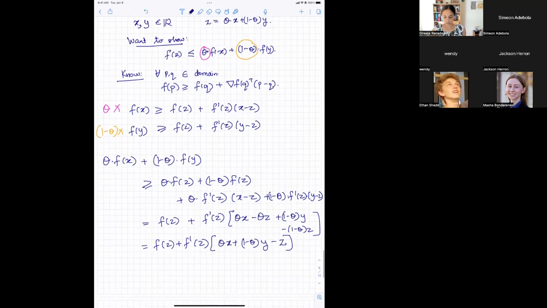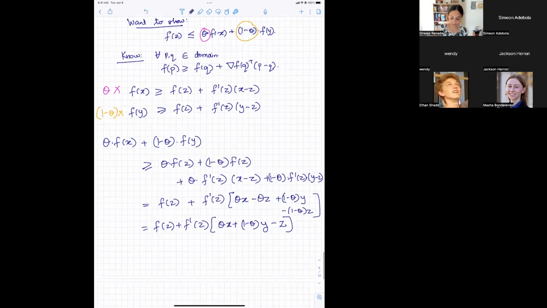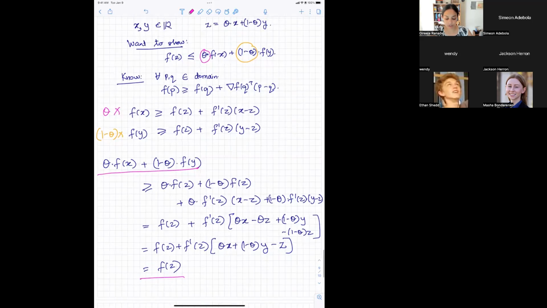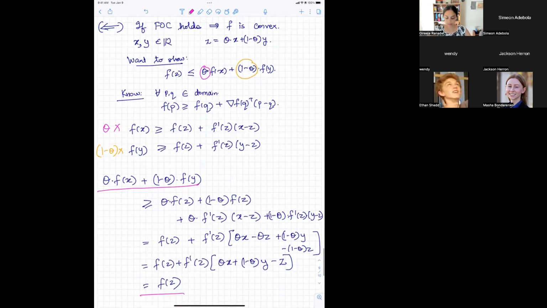But what is our definition of z? z is exactly equal to theta x plus 1 minus theta y. So what is this entire term? This is just 0, right? This is equal to f of z, which is exactly what we wanted to prove, right? So now we have that Jensen's inequality holds for any point z, which is a convex combination of points x and y in the domain. Does everyone see that?